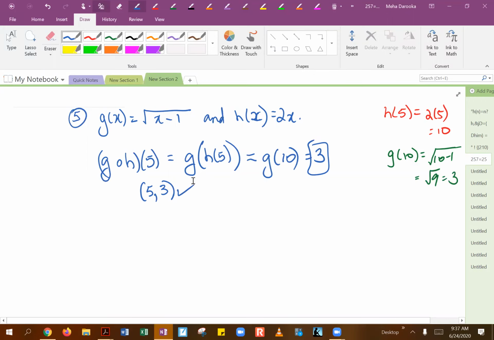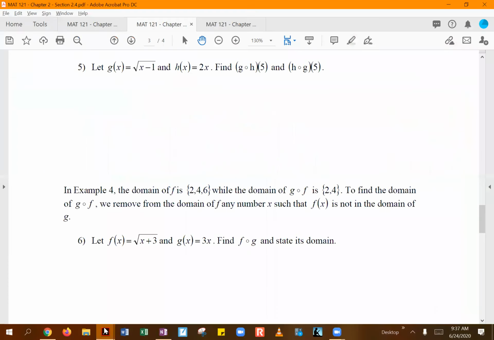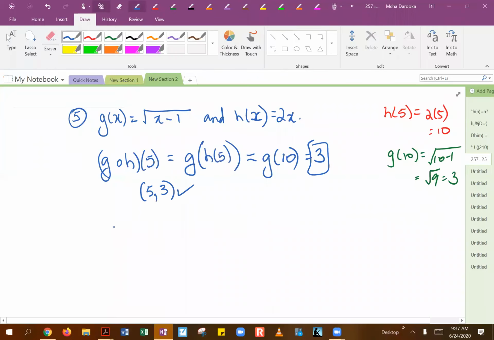Now, the second thing they were asking us to calculate is just by switching the order of our composition. So now they're asking us to do h of g at 5. So let's see what happens when we change the order of our composition. So h of g at 5 means h is now the outside function, and g of 5 is now going to be the inside function. So what will g of 5 give us?